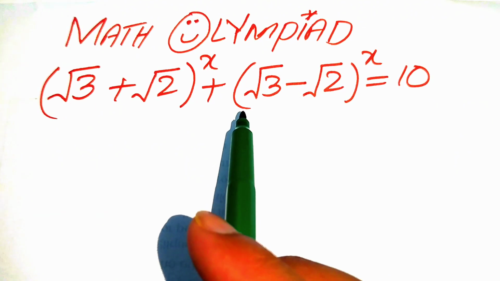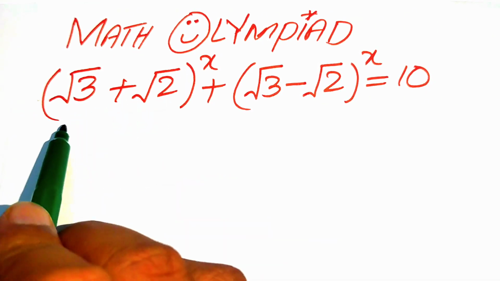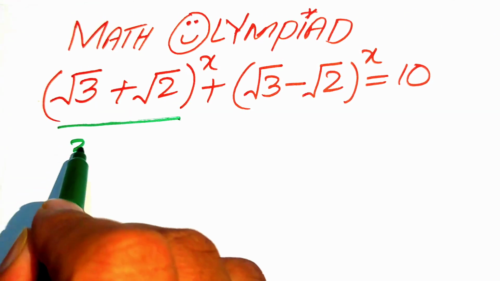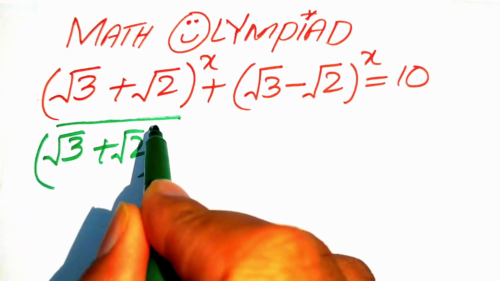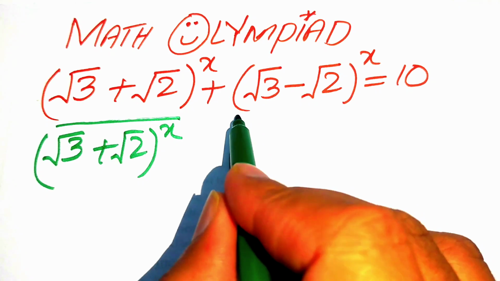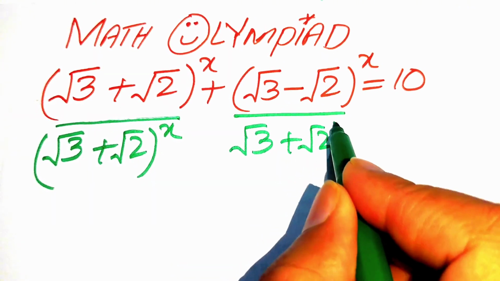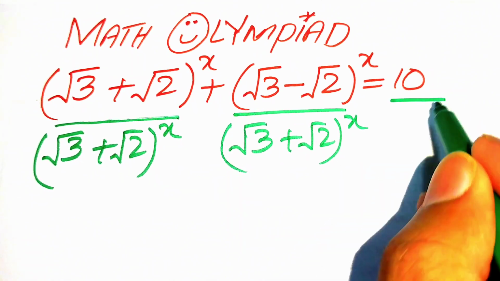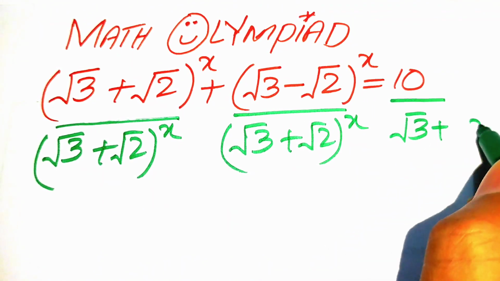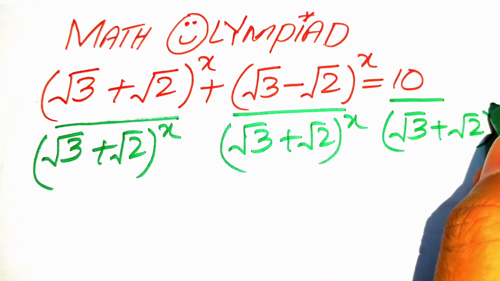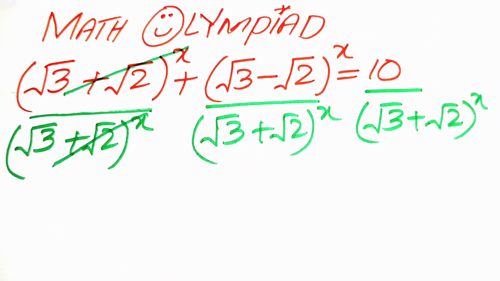So the very first step we are going to do is divide both sides by (√3 + √2)^x. When we divide both sides by this term, it means that we divide each term by this term on both sides. So it will be written in this form: (√3 + √2)^x over (√3 + √2)^x, and similarly on the right hand side, we have (√3 + √2)^x. So you see that these terms cancel each other.